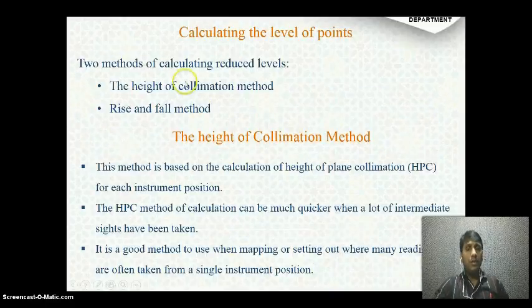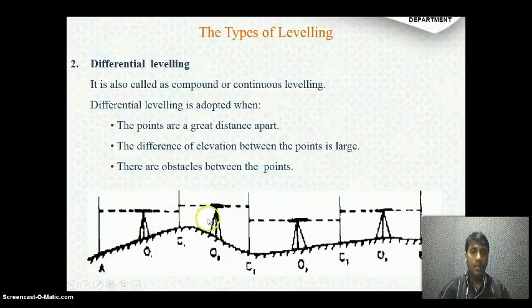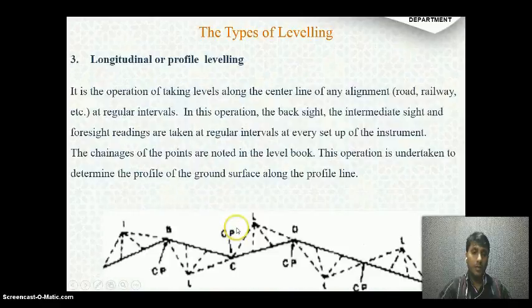So there are two methods, as I already explained. There are two methods of calculating reduced levels: the height of collimation method and the rise and fall method. Next, just a brief description about the height of collimation method. This method is based on the calculation of height of plane collimation for each instrument position. So this is each instrument position. Here there are four different instrument positions. So for each instrument position you will have a different height of instrument.